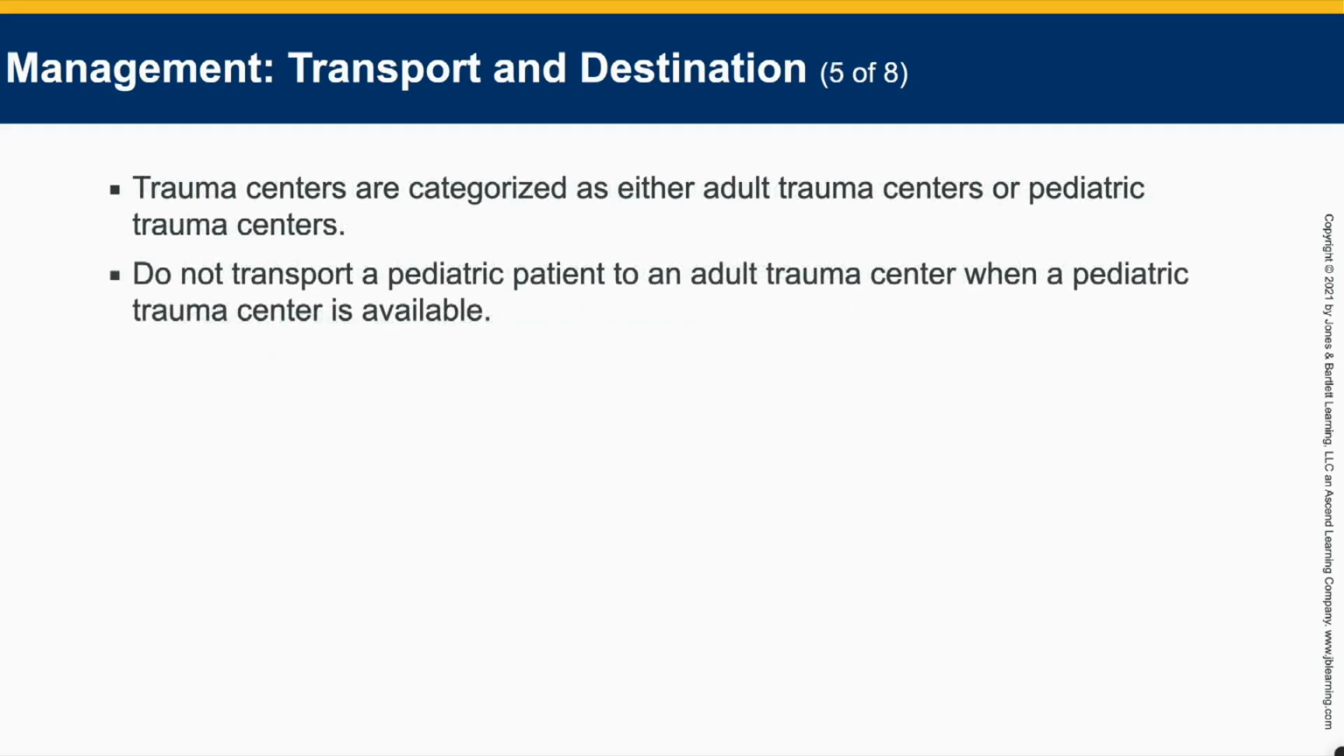Now, another important piece of destination decision is understanding that not all trauma centers are the same for every patient. Trauma centers are categorized as either adult or pediatric. Pediatric patients have different anatomy, physiology, and care needs. So whenever possible, they should be taken to a pediatric trauma center. So the key takeaway here is don't take a pediatric patient to an adult trauma center if there's an option to take them to a pediatric center. This is about getting the patient to the most appropriate resource.